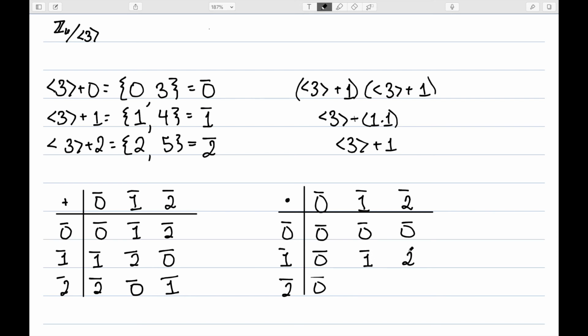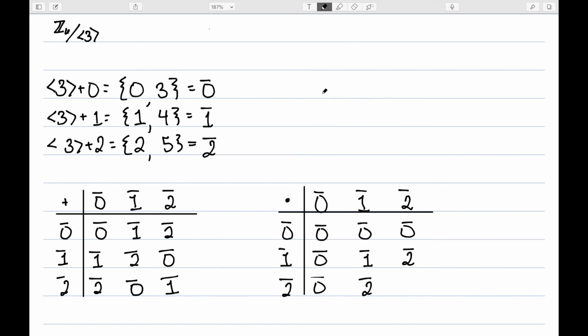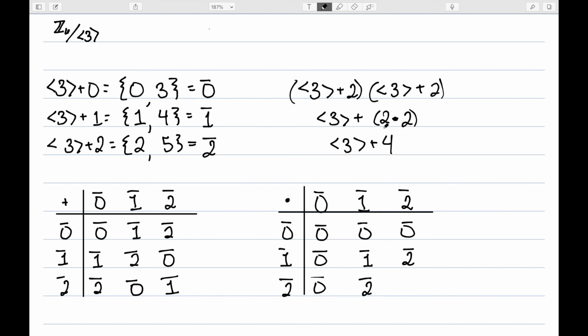Similarly, for this spot, we would get 2 bar. And for 2 bar, 1 bar, we would get 2 bar. For my last entry, we would have the subgroup generated by 3 plus 2 times the subgroup generated by 3 plus 2. This is defined as the subgroup generated by 3 plus 2 times 2. 2 times 2 is 4, and the subgroup generated by 3 plus 4 is the same thing as 1 bar. So here's my table for this particular quotient ring.